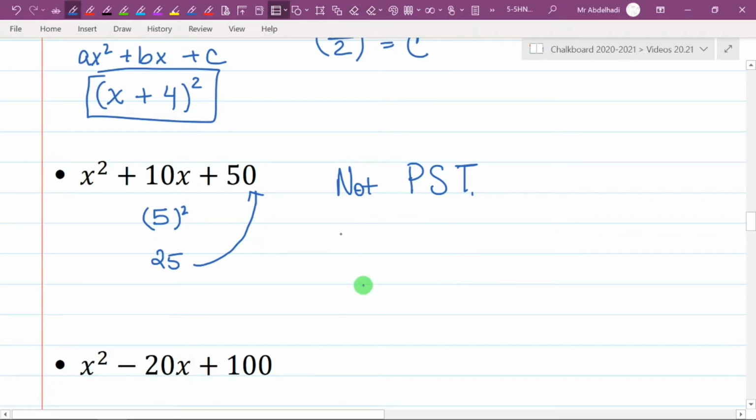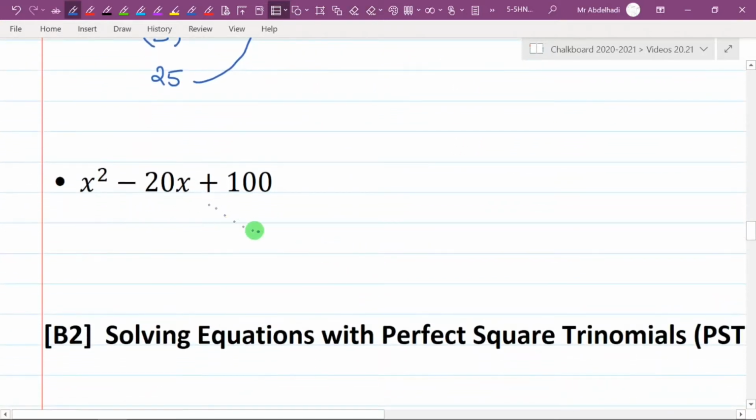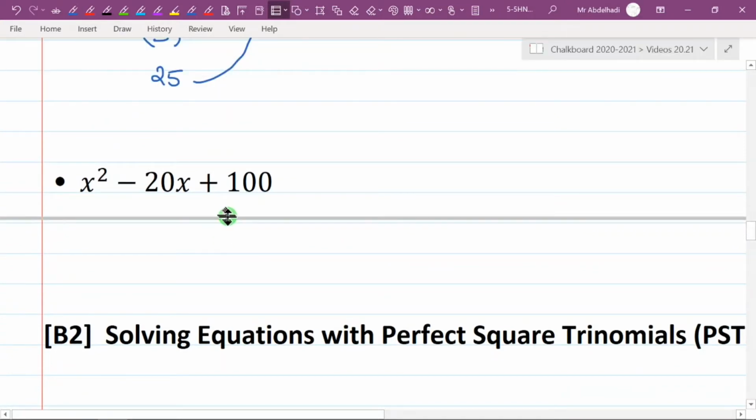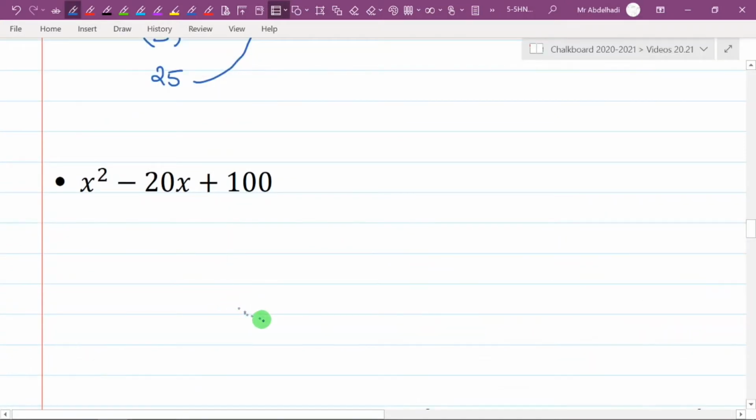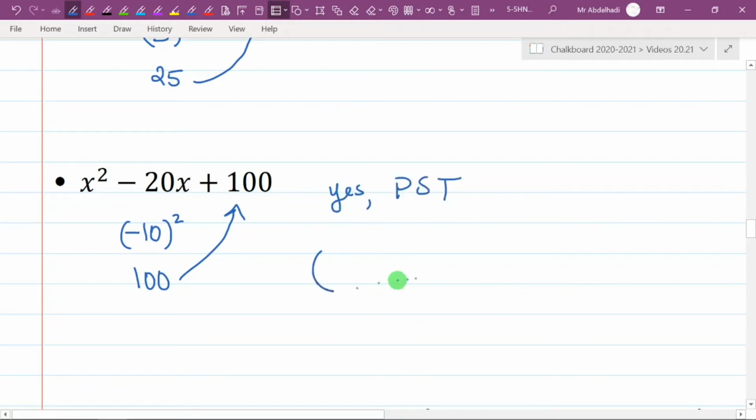Last example here. We have x squared minus 20x plus 100. Is that a perfect square trinomial? Well, look at the middle number. What's half of the middle number? It's negative 20, so half of that is negative 10. Then square that negative 10, which is what's there. So yes, this is a perfect square trinomial, and it is the square of what?